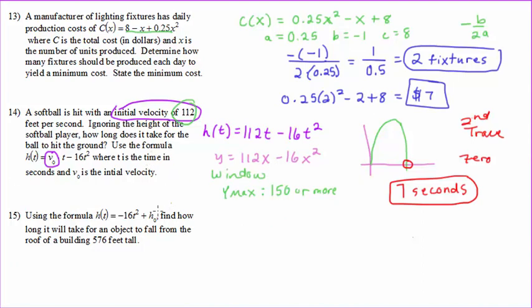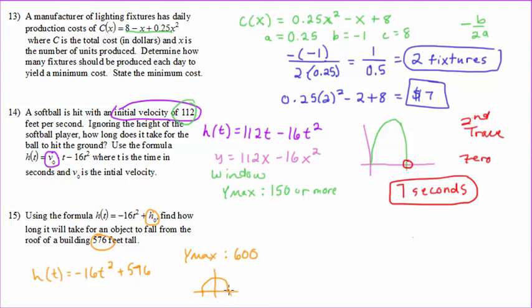15. So now they have h naught in our formula, and they tell us we're on a building 576 feet tall. So plug that in. H of t equals negative 16t squared plus 576. Okay, plug it in. Remember to change your t squared to an x. And this time, when I change my y max underneath window, I might want to pick something big like 600 in order to see my whole parabola, because this time it's going to look like this once you've got it in there with a good window.